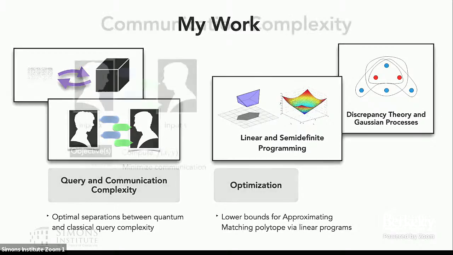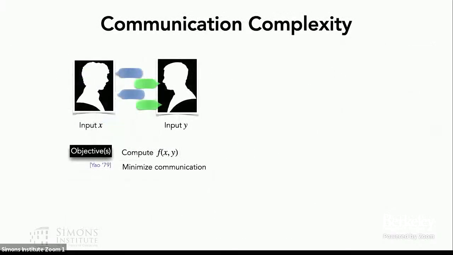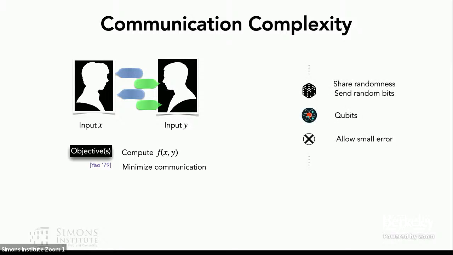So what's communication complexity and query complexity about? Let me briefly introduce the model. Communication complexity is a very powerful tool to understand limitations of different kinds of algorithms. Abstractly, there are two parties, they are given inputs X and Y, and their goal is to compute some function of these inputs, f of x, y, and to minimize the communication simultaneously. This is the standard model introduced by Andy Yao in the 70s, and there are many variations.